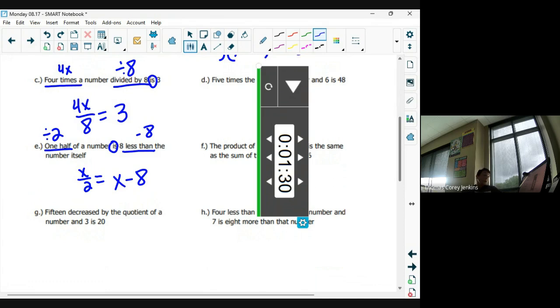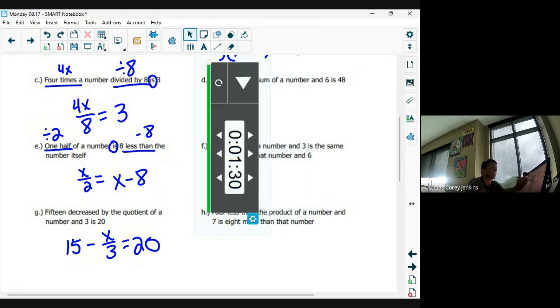Okay. And then G, 15 decreased by the quotient of a number and 3 is 20. So 15 is being decreased by, so that'd be 15 minus. Quotient means divided by. So that's going to be x over 3. And then "is 20," so equals 20. These can be tricky.